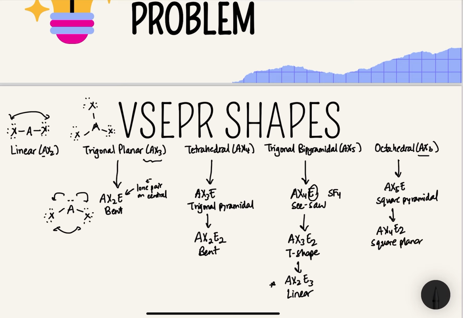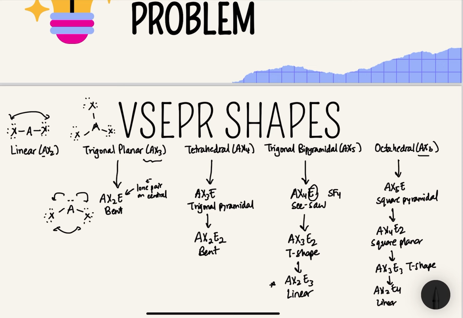And then if we remove another one, this one, there's a lot of bonds, right? So there's a lot of modification. So if we go AX3E3, this will result in another T-shaped molecule. And then if I remove one more bond, I'll get AX2E4. So still with those 6 electron regions, I'll get a linear shape here.